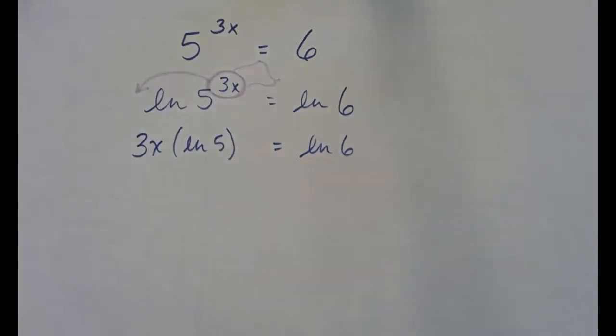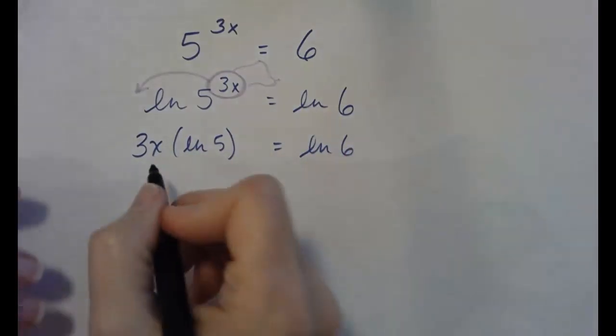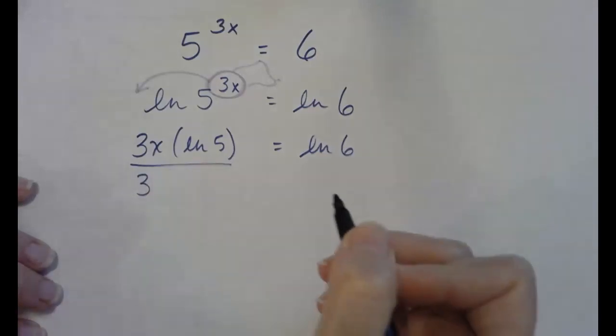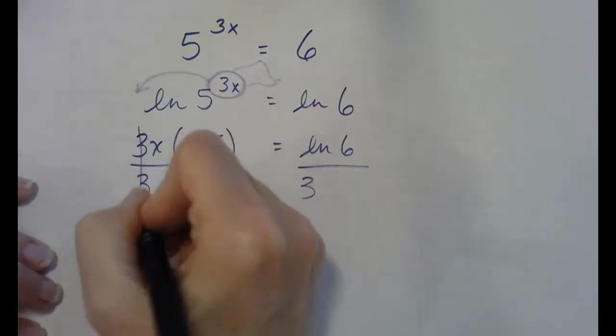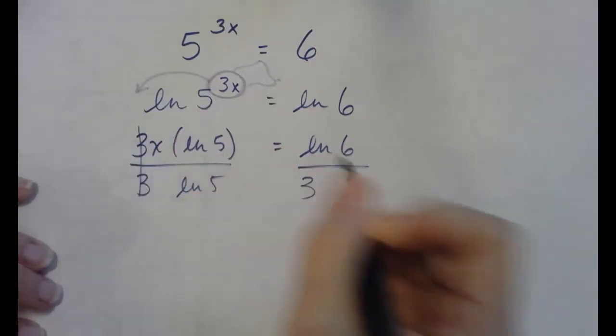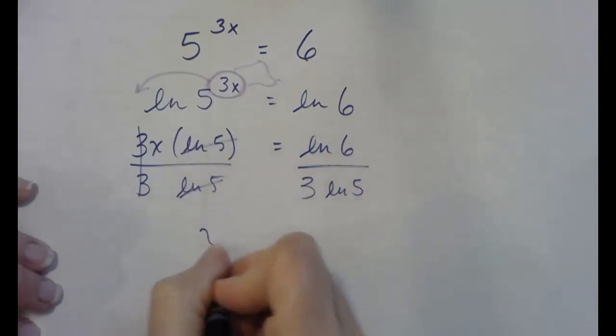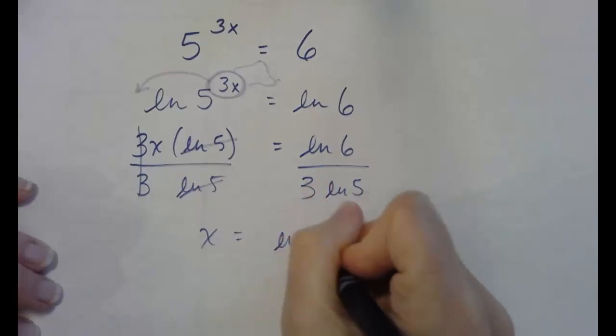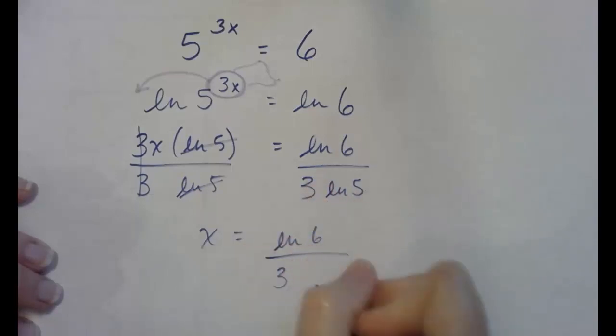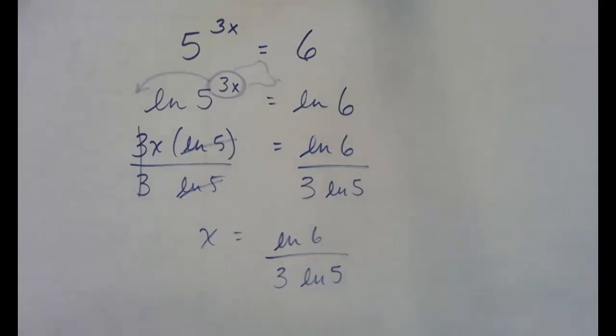Now, if we want to solve in terms of a logarithm, all we would need to do would be to divide both sides by 3 and also divide both sides by ln of 5. So x equals ln of 6 over 3 ln 5.